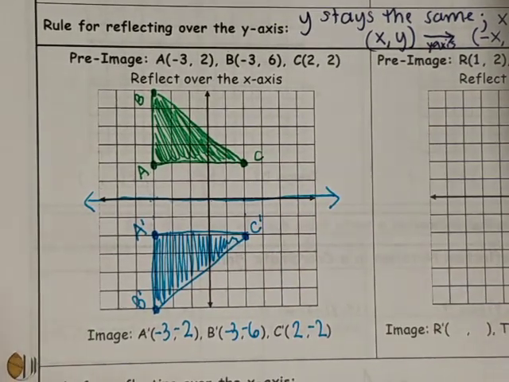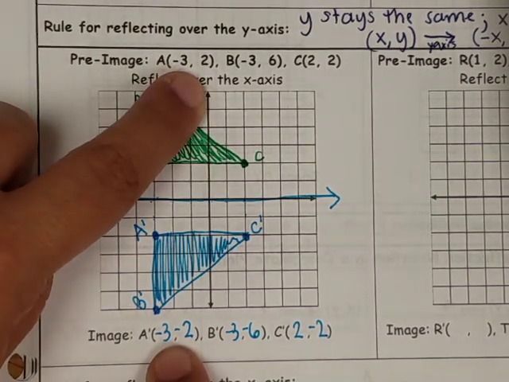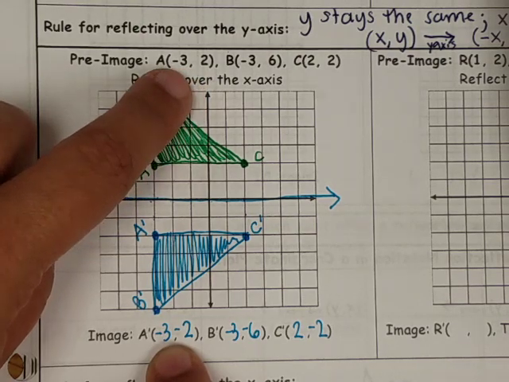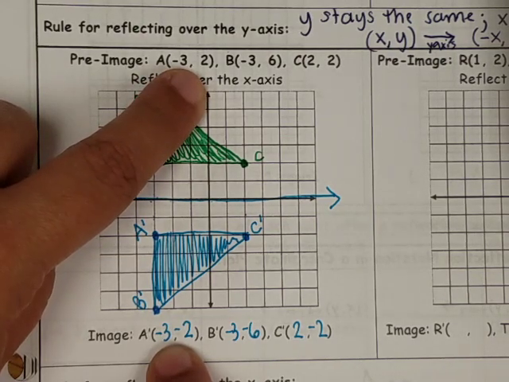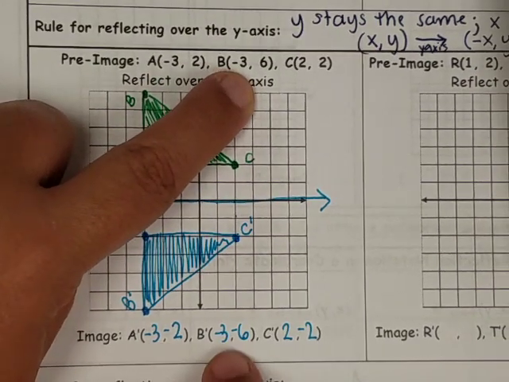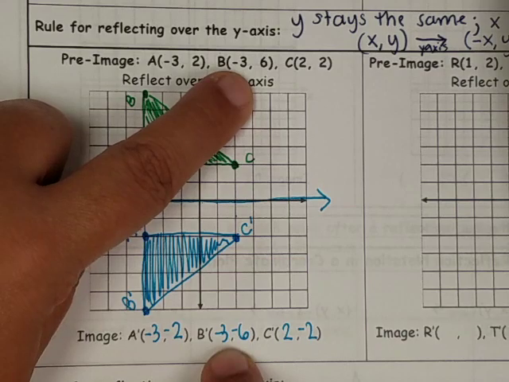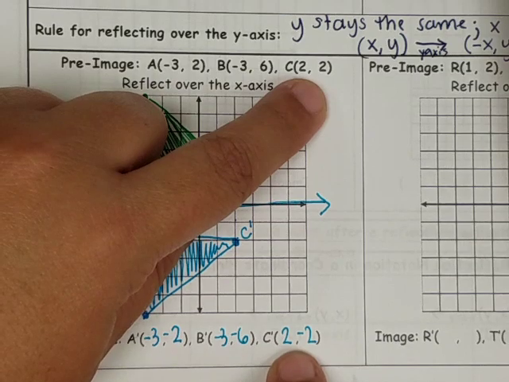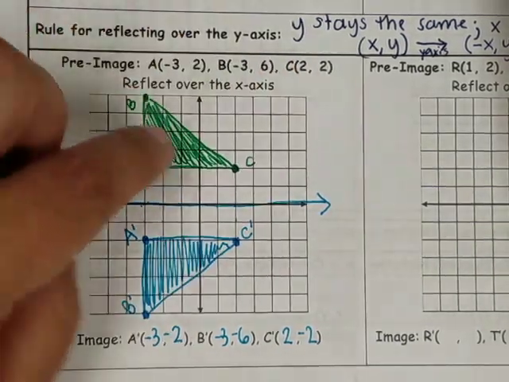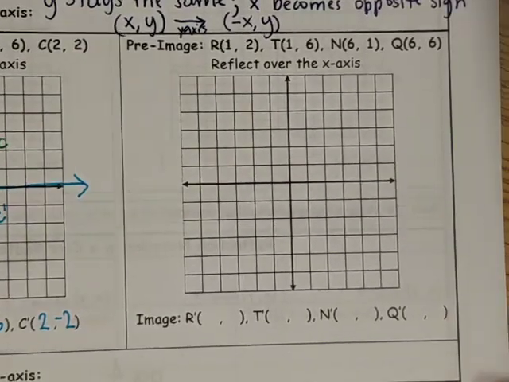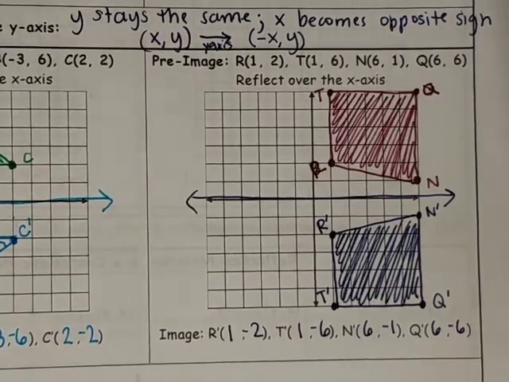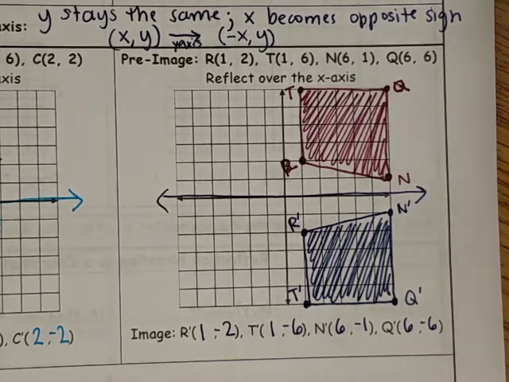All right, now look at the relationship here. It was negative 3, 2, and now it's negative 3, negative 2. Here, it was negative 3, 6, and now it's negative 3, negative 6. This one was 2, 2, and now it's 2, negative 2. So hopefully you're noticing another pattern going on with this problem. Please go ahead and try this one, pause your video, and then when you're done, unpause the video so you can check your work. All right, now that you've unpaused your video, let's take a look at the answer.